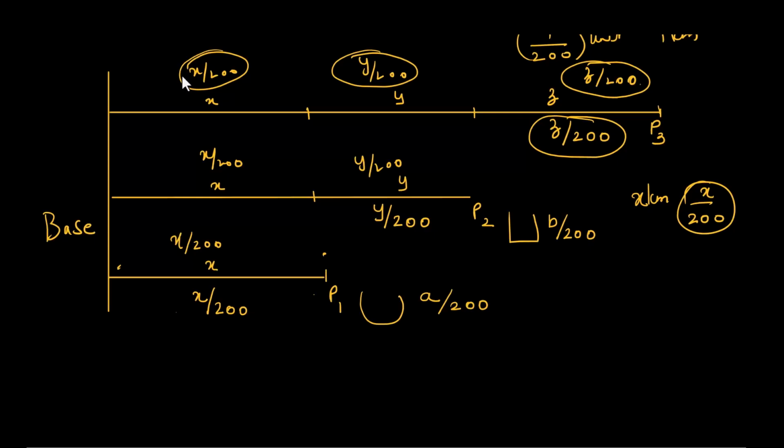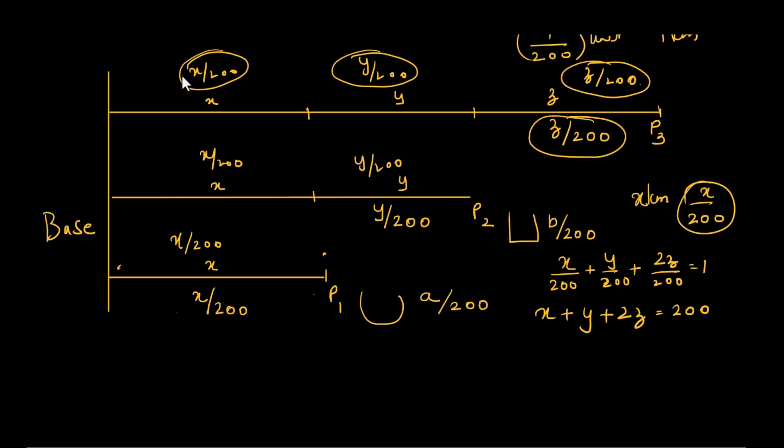Yes. So can I make an equation saying X by 200 plus Y by 200 plus 2Z by 200 as equal to 1, and that gives me the first equation, which is X plus Y plus 2Z as equal to 200. That's going to be my first equation.